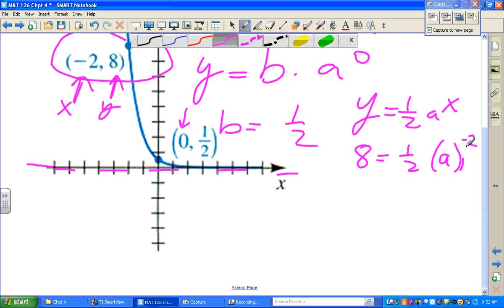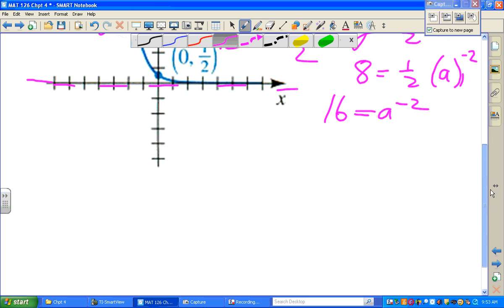A equals 1/2 a to the -2. How do you solve that one? Get a by itself. Yeah, you have to get a by itself. Just like a square root. Anytime you have something that's hard, you have to isolate it. I can get rid of the half, so I have 16 equals a to the -2. What? 16 equals a to the -2.